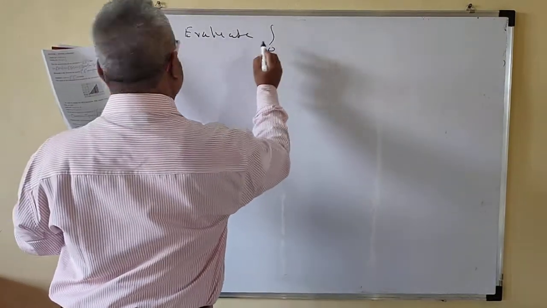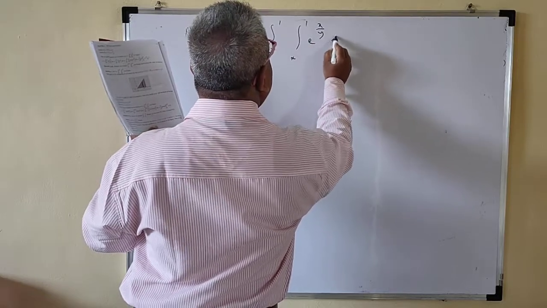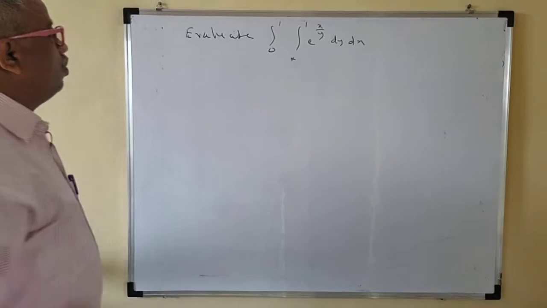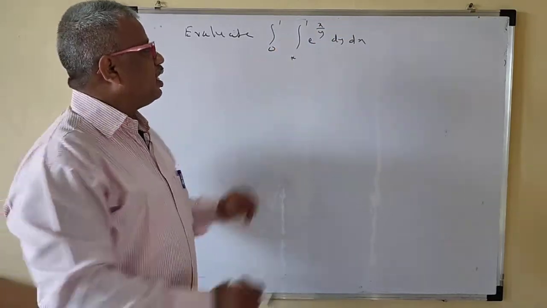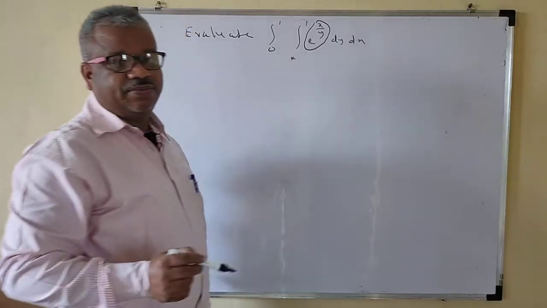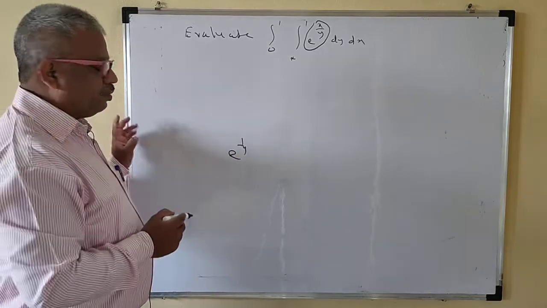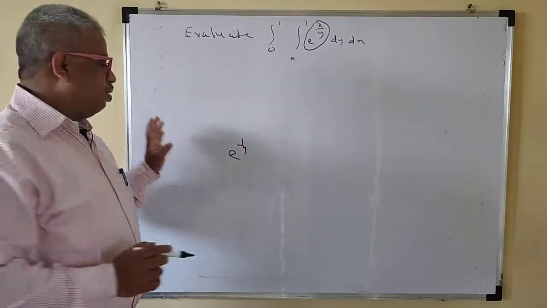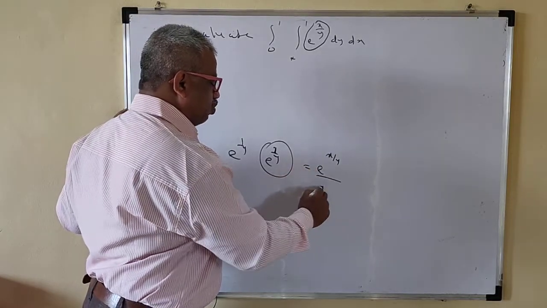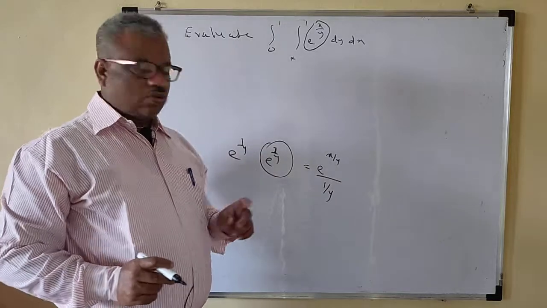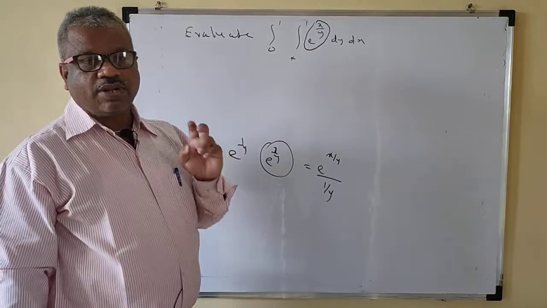Evaluate the integral from 0 to 1, x to 1, of e raised to x by y dy dx. Now the problem is to evaluate this e raised to x by y. We have to integrate with respect to y here. In this function, 1 by y is there, and e raised to 1 by y is not integrable. Forget about x, it is constant, no problem here. But e raised to x by y is integrable with respect to x, because the coefficient of x is 1 upon y. So it is not integrable with respect to y, and here we have to integrate with respect to y first.